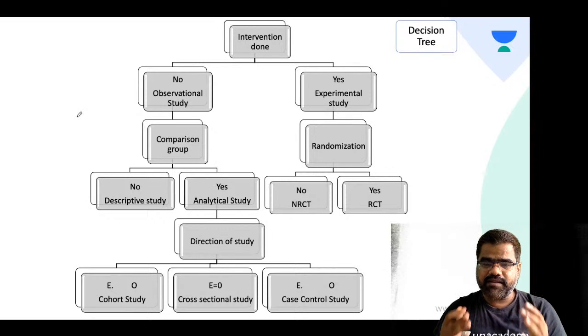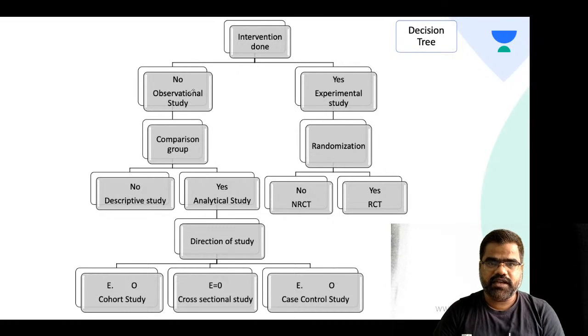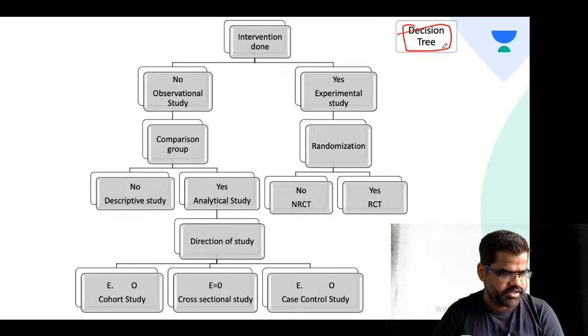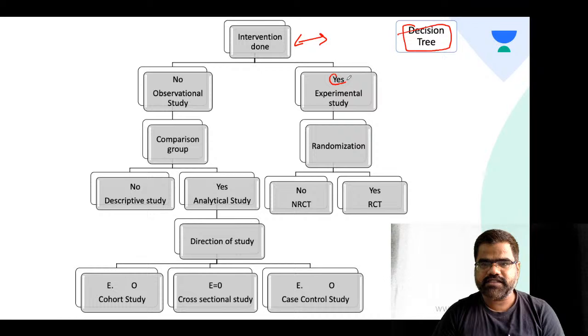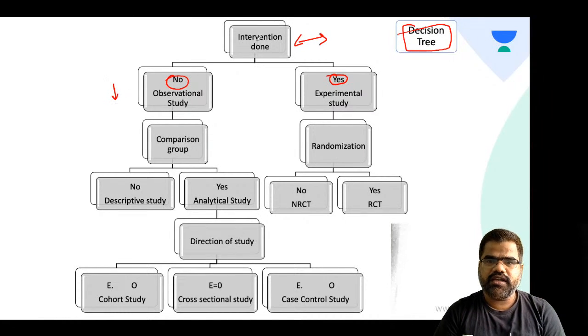Let's take another way and let's question ourselves. Okay, we are trying to understand epidemiology. Can we understand the decision tree? Now this decision tree is very important, students. See, ask the question to yourself. Are you doing any intervention? You will give two answers, yes or no. Let's take the no part first. You are doing intervention? I said no. Means I will not be doing any intervention, I will be only observing it. So can I say that is an observational study?